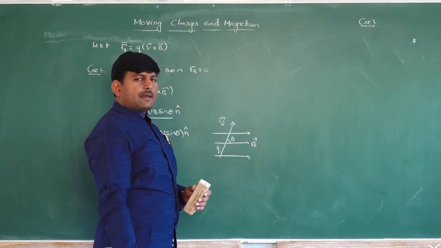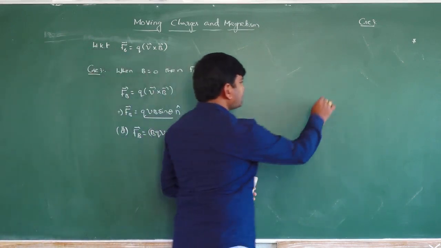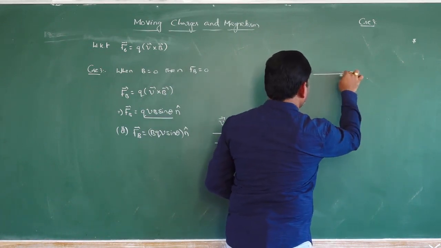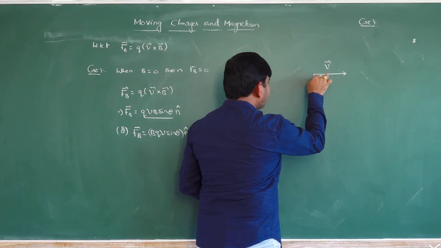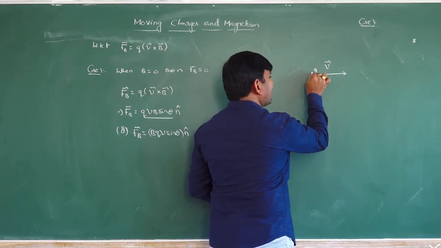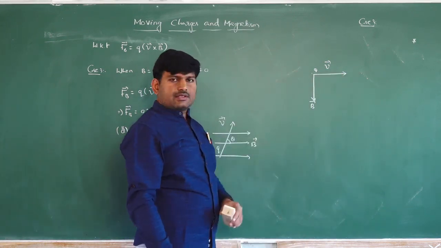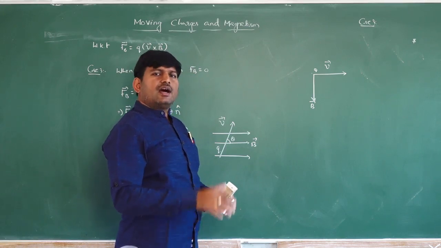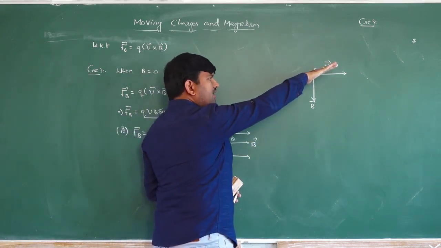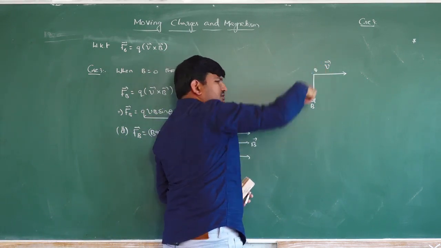Let me take another example to find the direction of the magnetic force. Suppose this is the velocity vector direction and this is the magnetic field direction. That means a charge Q is moving along this direction, whereas the magnetic field is directed downward. Then what is the direction of magnetic force? Again I am using the curl rule. Just curl your fingers of the right hand from the first vector towards the second vector. It is directed into the board.